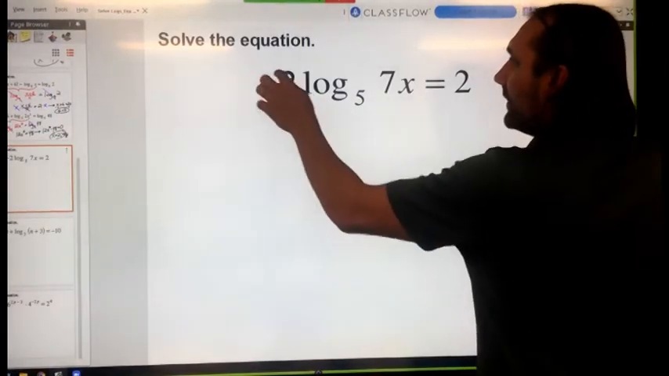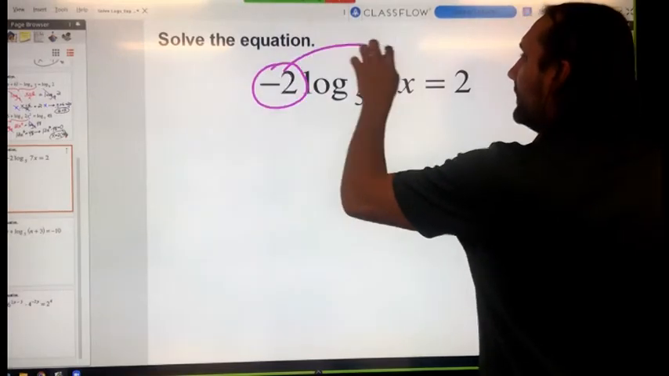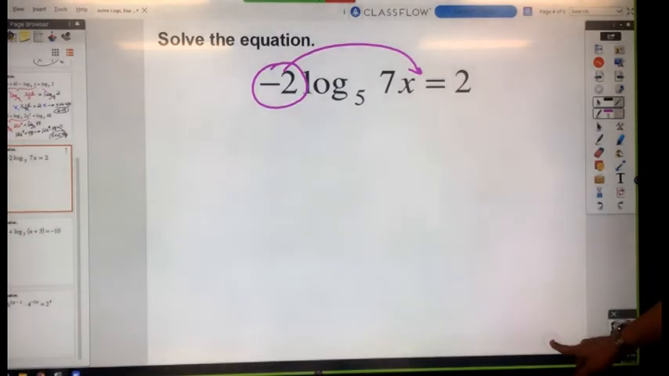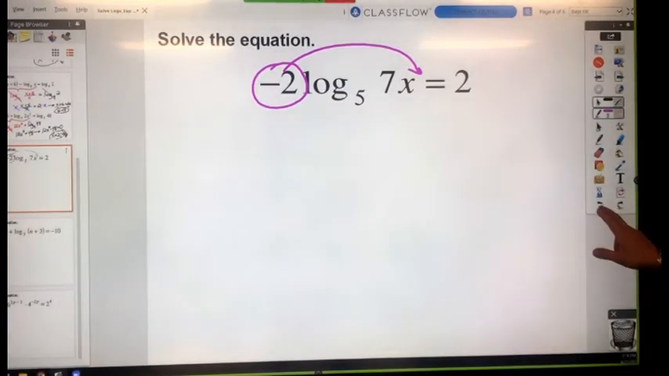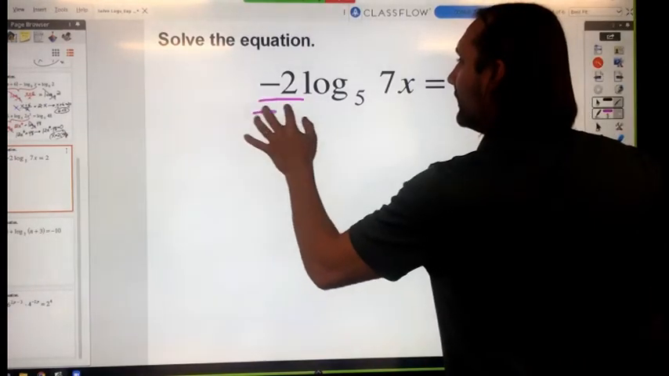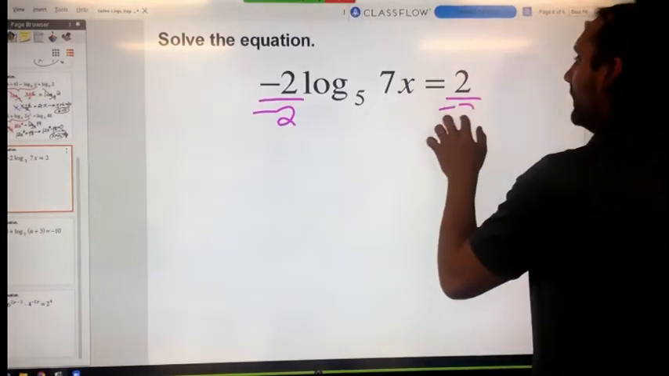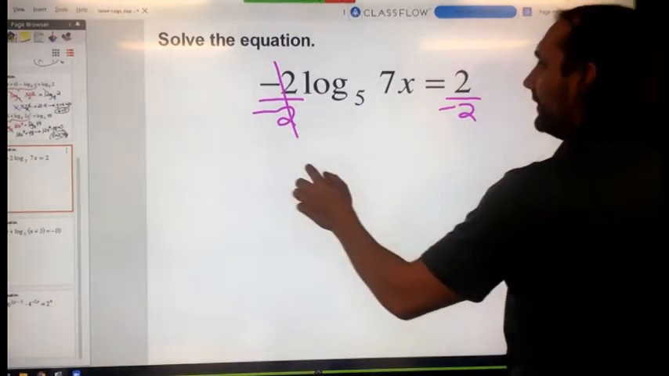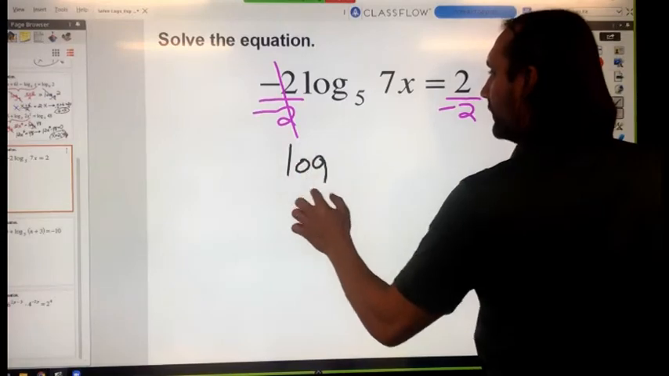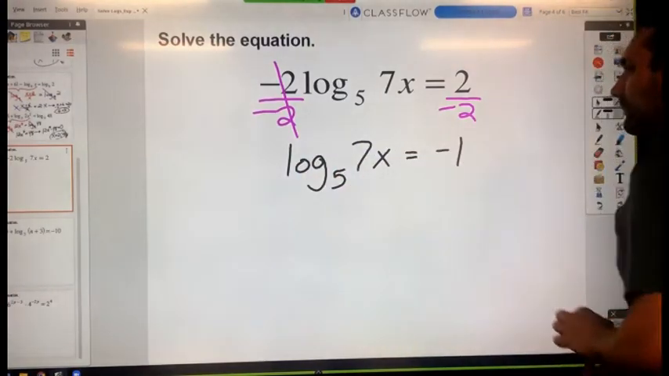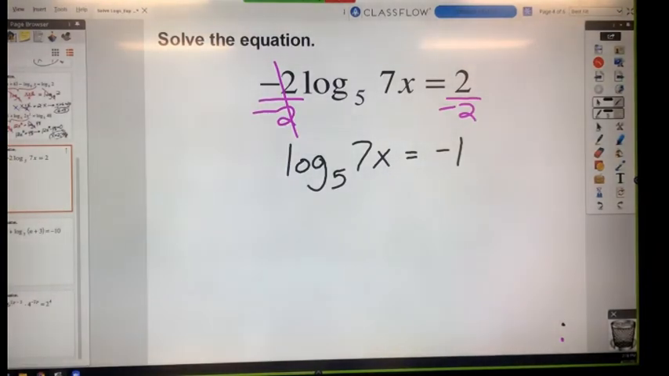So note, this is a property, right? We could put this here, could we not? We could move it that way. But that would probably overcomplicate the problem more than it should be. Because, like you mentioned first, it might be a lot smarter to just divide by this negative 2 right there and get rid of it that way. That gives me log base 5 of 7x equals negative 1. Now what would you do?